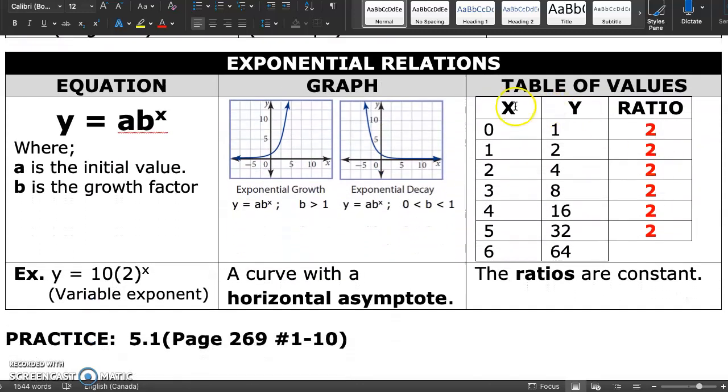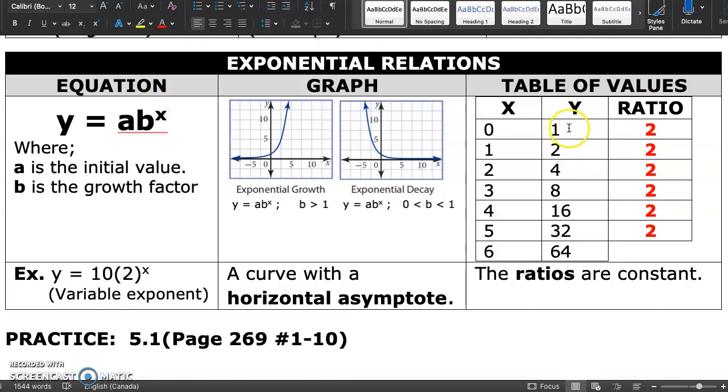Lastly, exponential relations. So we determined that the b factor is the number that is used to multiply from one stage to the next to get another number. So the relationship we test for is the ratio of adjacent points.